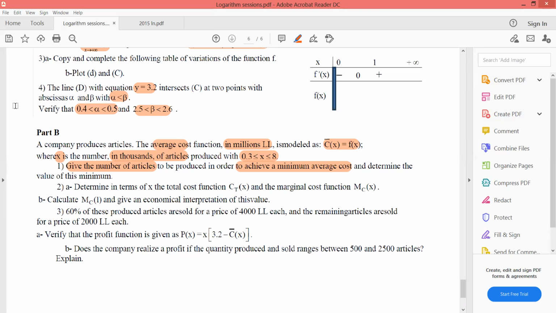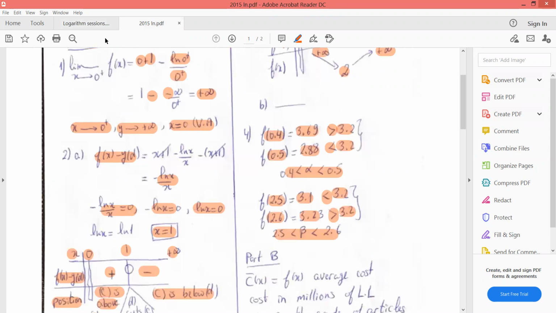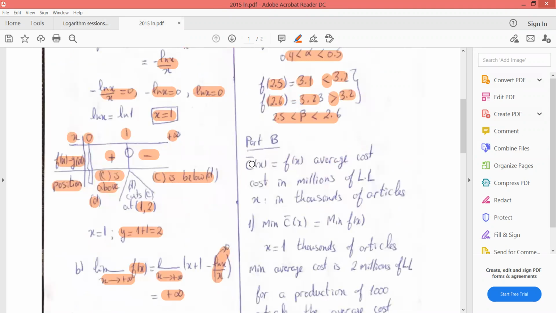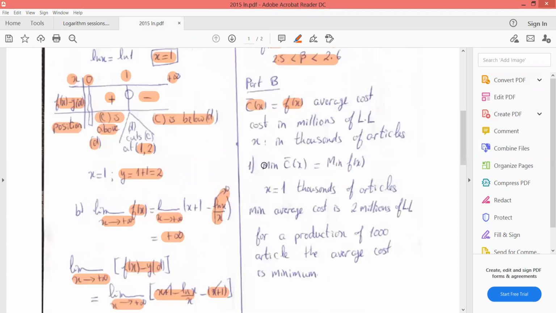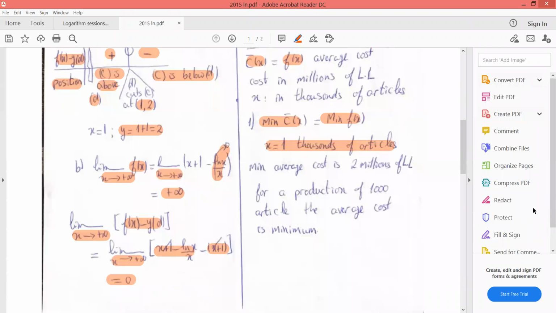1. What is the unit for the articles? 1,000. And determine the value of the minimum. How much is the minimum? 2. Okay, so 2 millions. C bar of x equals f(x). So the minimum of C bar of x equals the minimum of f(x). So x equals 1,000 articles, and the minimum average cost is 2 millions.